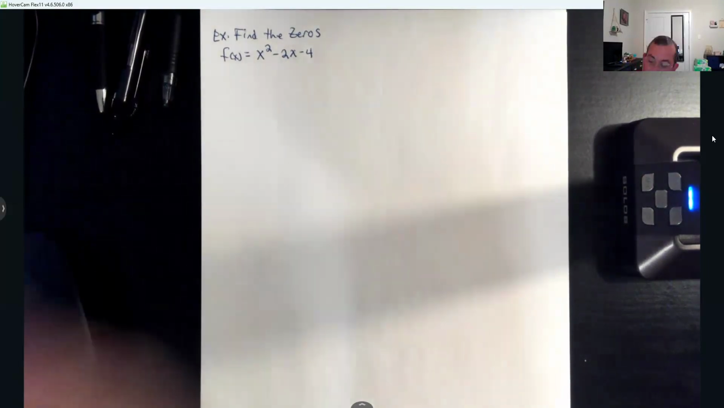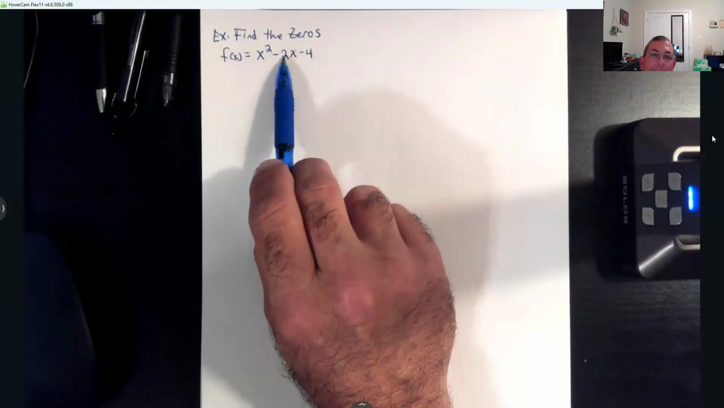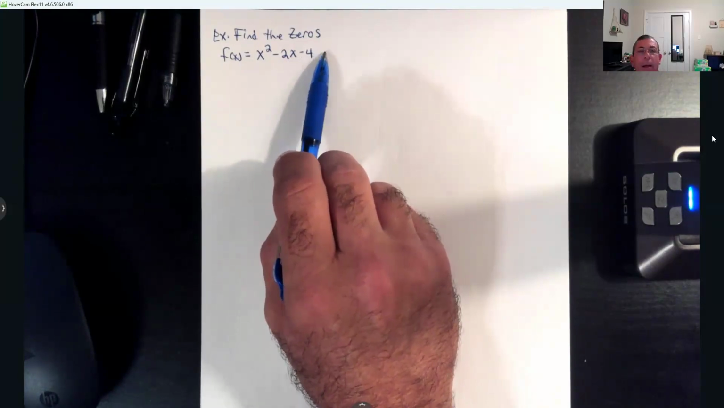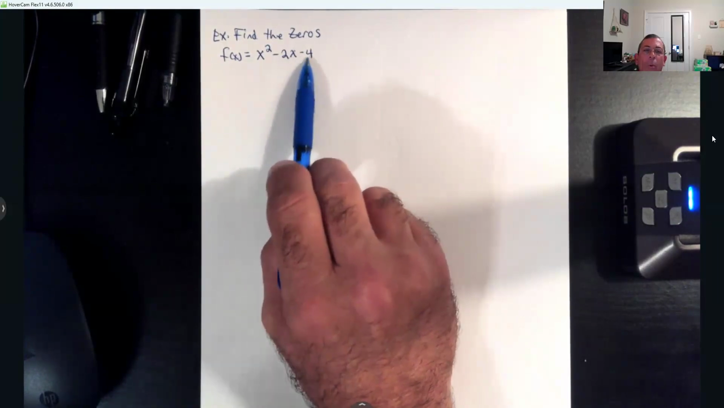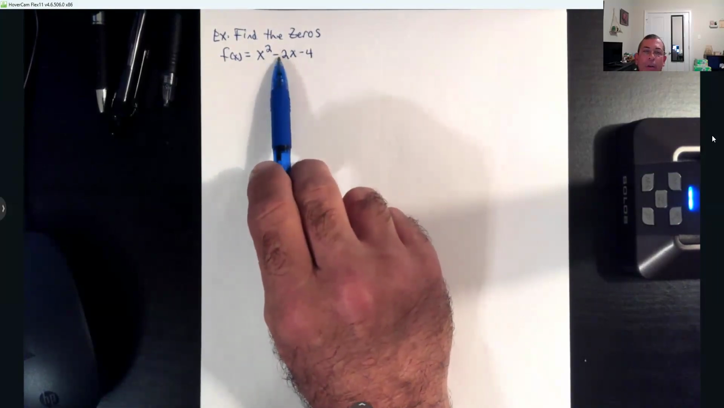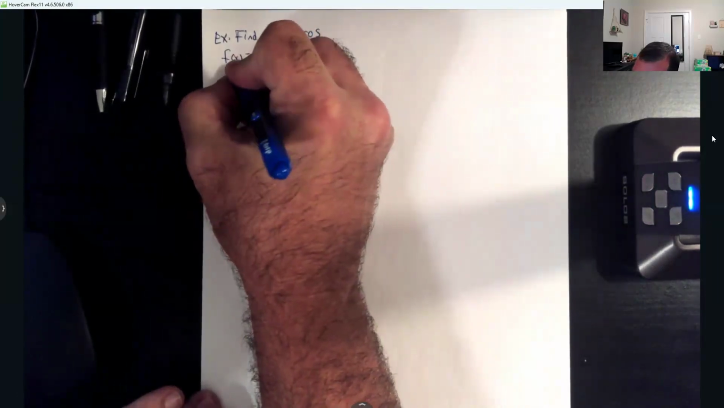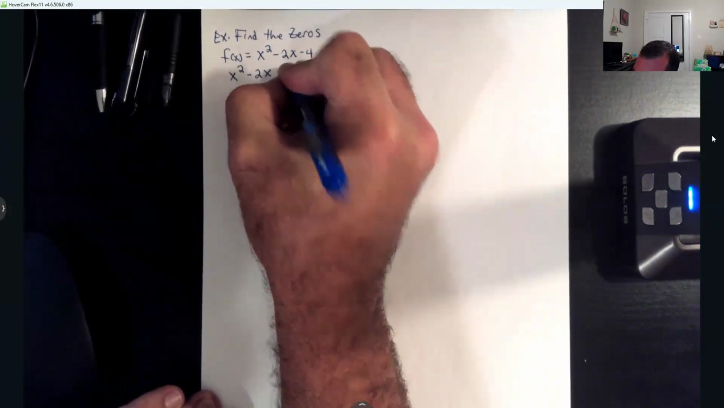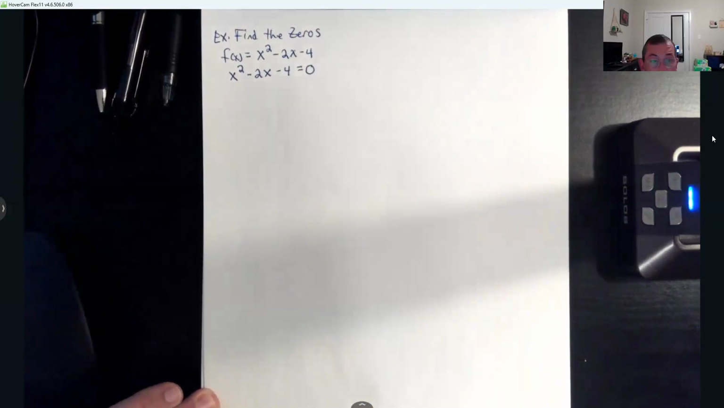Now, if I was going to try to factor it, I'd have to find factors of 4 that subtract to get 2. Well, y'all, the only factors of 4 are 4 and 1, which subtract to get me 3, and 2 times 2, which subtract to give me 0. So there's no way to factor this 4 to get me a 2 in the middle. So we're going to set it equal to 0. And we're going to use the quadratic formula.